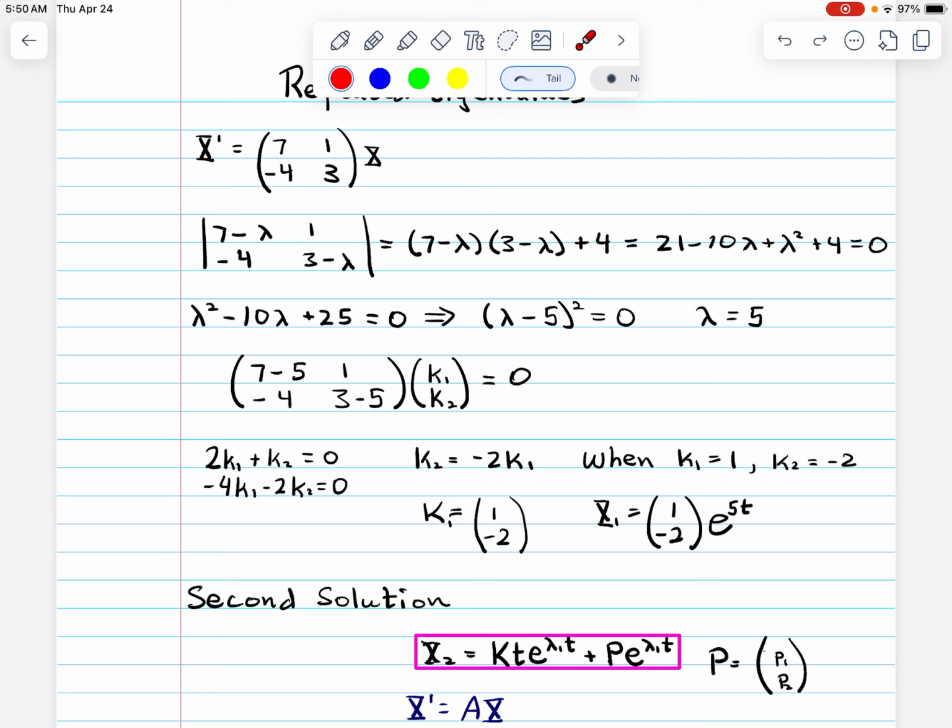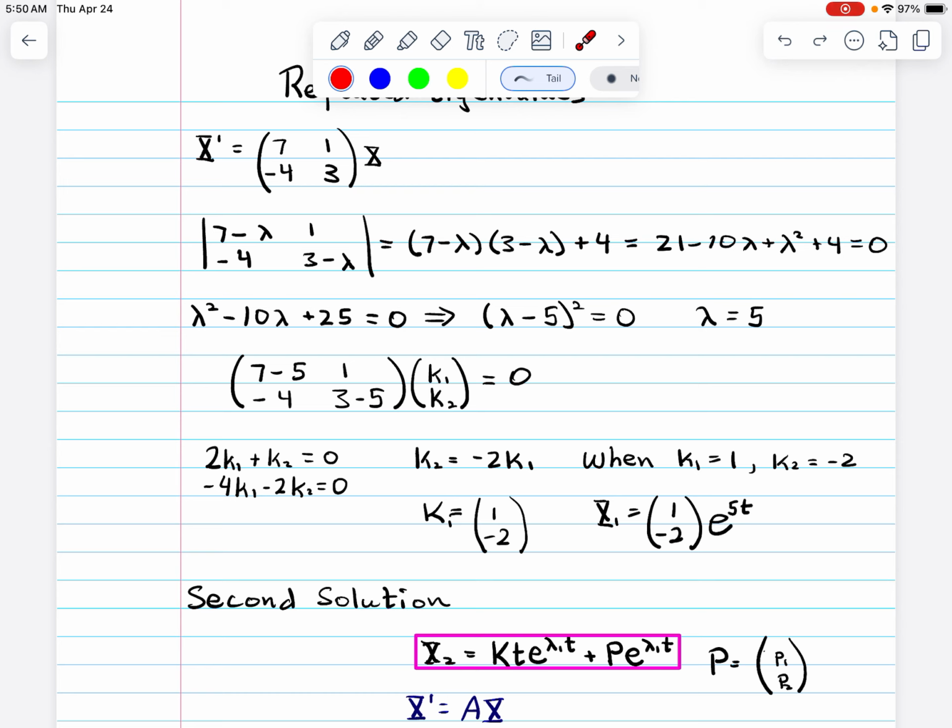I go through the same process as I did earlier. I said, okay, well, K2 is equal to negative K1. And I'll say, well, K1 is equal to 1. Then K2 is negative 2, and I get this. So I get a solution. Here's a solution: 1, negative 2.